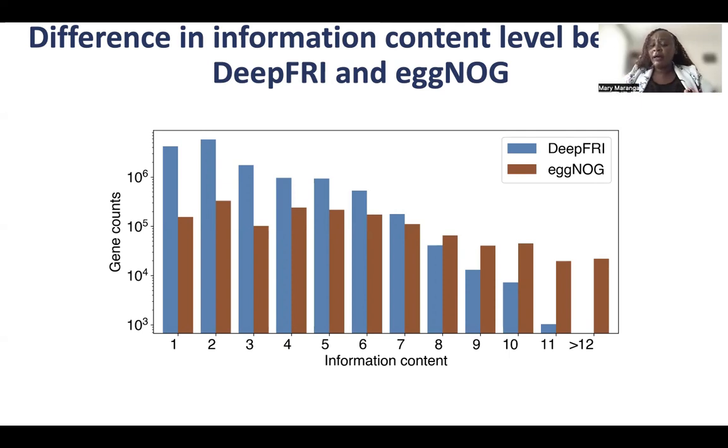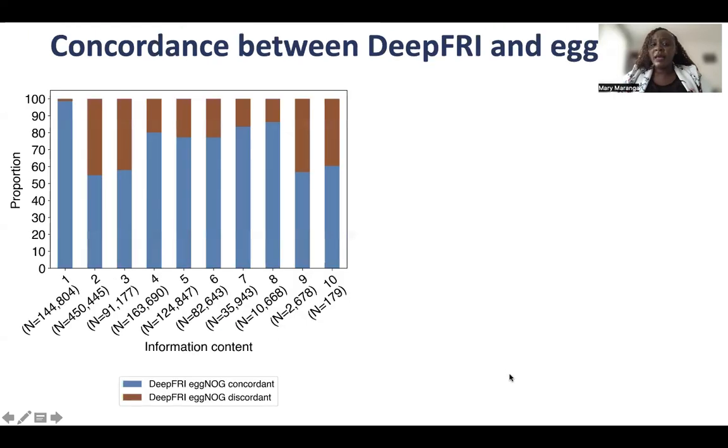So DeepFRI here increases the annotation coverage. It's able to annotate more genes despite having a lower information content, or rather they are less specific compared to EGGNOG predictions. Our next step was to compare the concordancy between DeepFRI and EGGNOG.